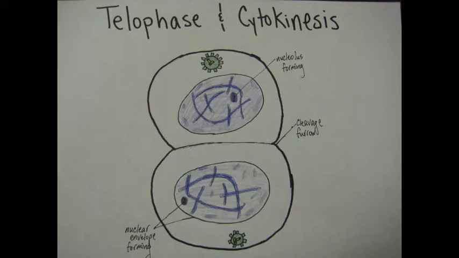The last phase of mitosis is telophase. Two daughter nuclei form, and the nuclear envelope and nucleolus reappear. The microtubules break down, and finally we end with two diploid cells.